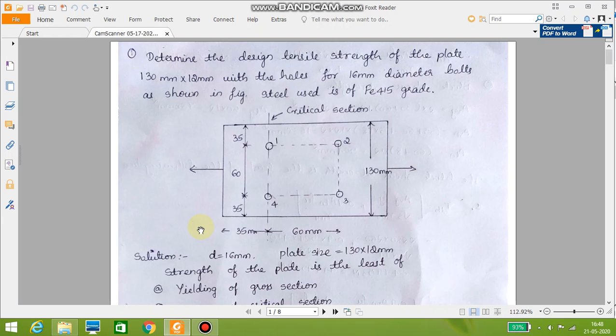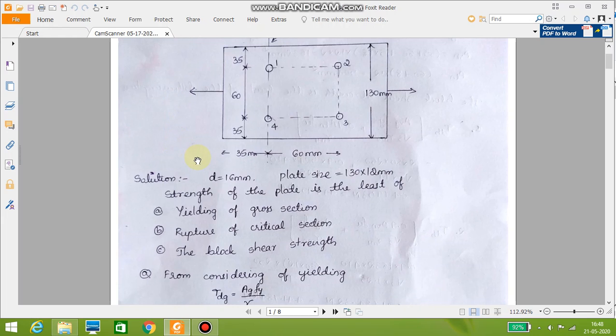The figure is given here. So the total width is equal to 130 mm, and the edge distances are given as 35 mm. Then the thickness of the plate is 12 mm. Now coming to the solution, the diameter of the bolt is 16 mm and the plate size is 130 by 12 mm.